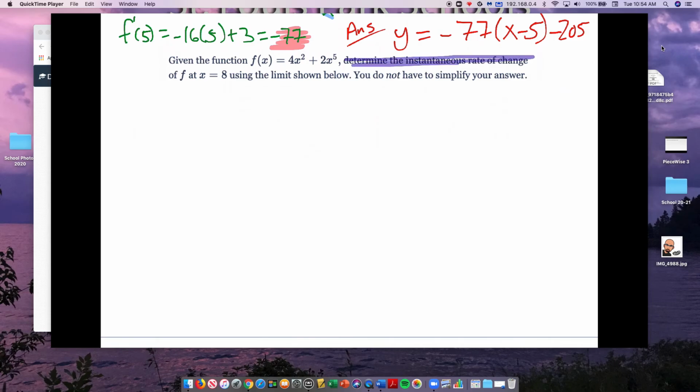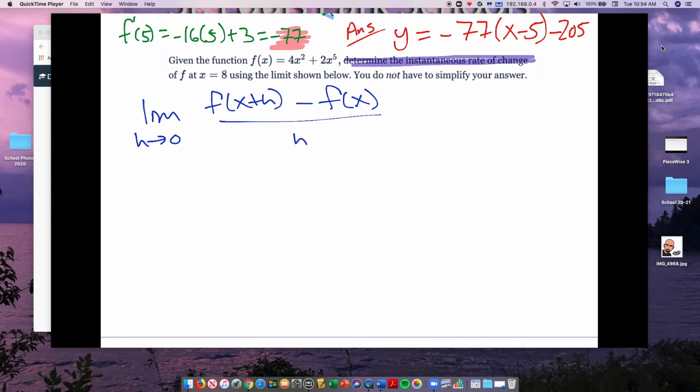that right there is just asking us for the derivative. Remember, the derivative notation is the limit as h goes towards 0 of f of x plus h minus f of x, divided by h. Okay? So when we do this type of problem, we're just going to insert that x value in, and go along with that function f. So we don't have to simplify it.